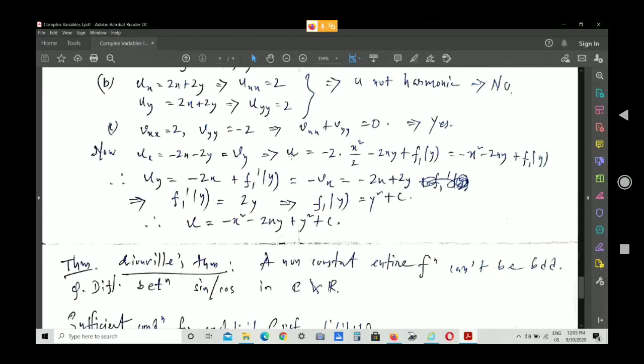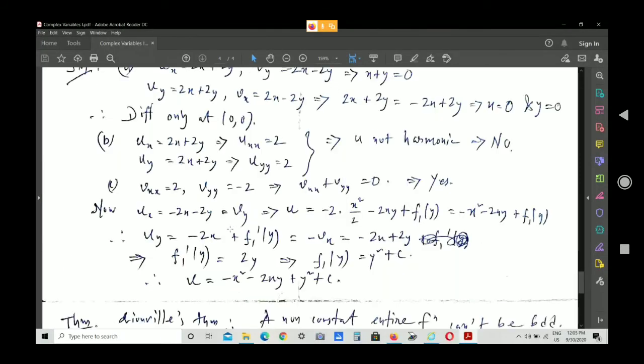Initially we obtained an expression for u. Then the second CR equation gives us this. From this we find out what this f1 of y is. f1 of y is y squared plus c. Therefore we have found the real part, u equal to this. Therefore our function is u plus iv, where v is that given one.